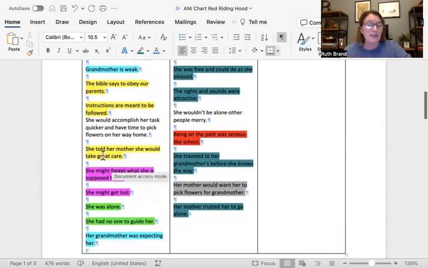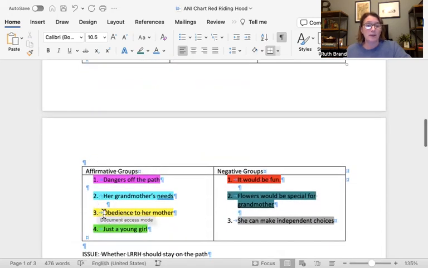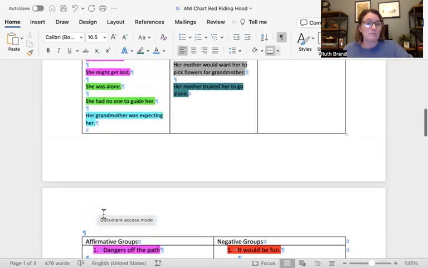I just skipped it. And then I found another one. She told her mother she would take great care. Those are actual words from the story. I'll take great care. So she told her mom that she would pay attention. Listen. So all of those I definitely felt are a group called Obedience to Her Mother. And that's going to become a proof for me. And I really like that one. So I'm going to stick with it.